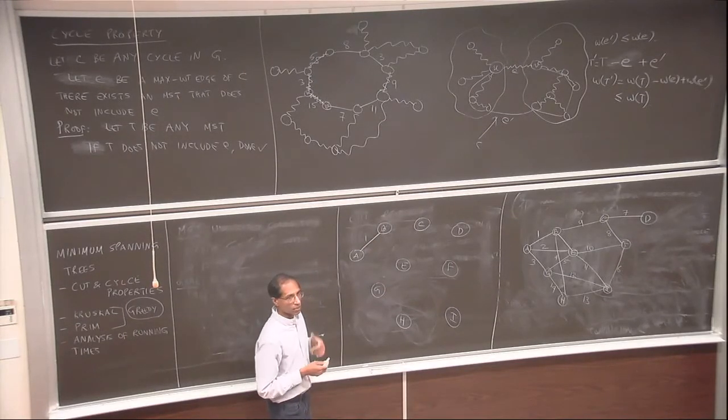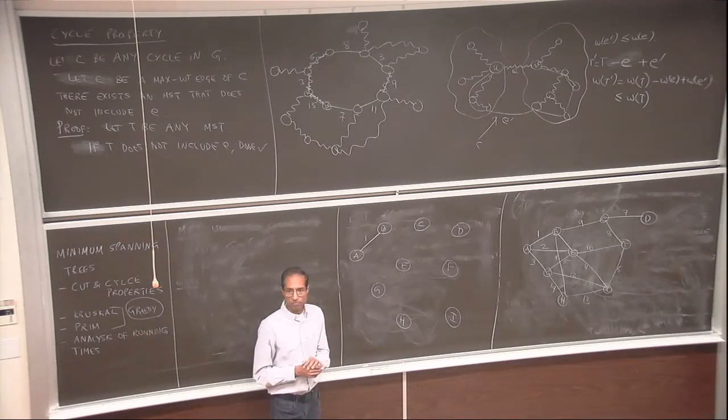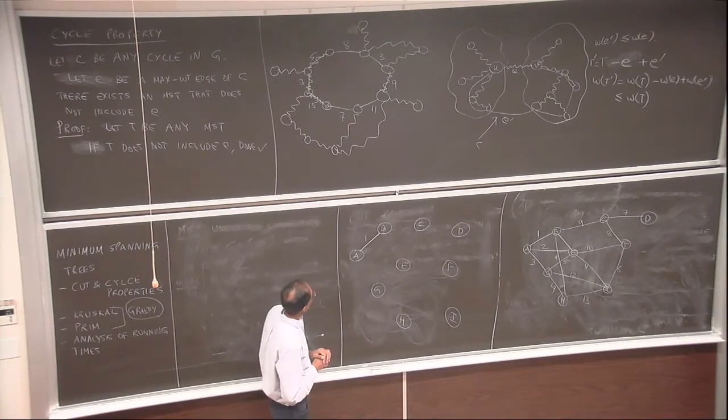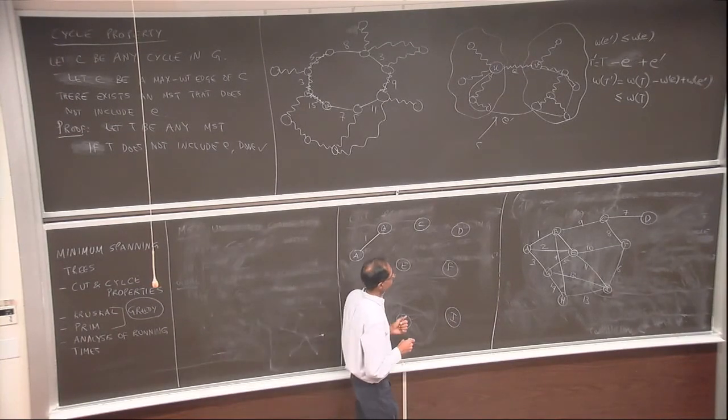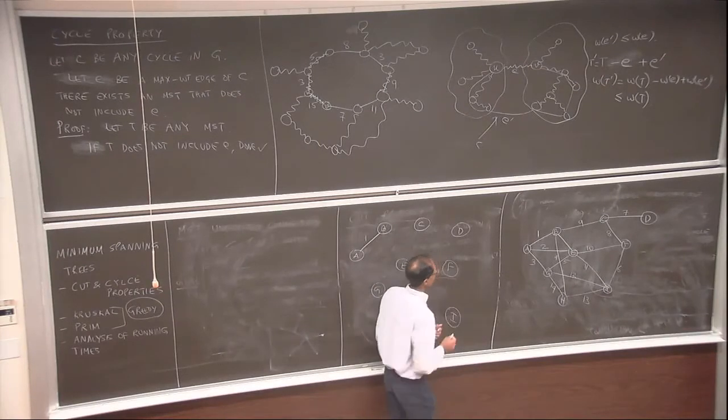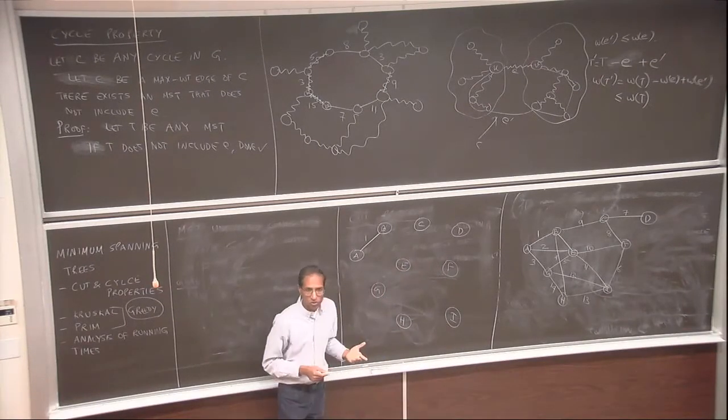Okay? The cut property tells us that there is a minimum spanning tree that has to include this edge. Okay? So now I'm done with 1. So what is the next minimum weight edge?